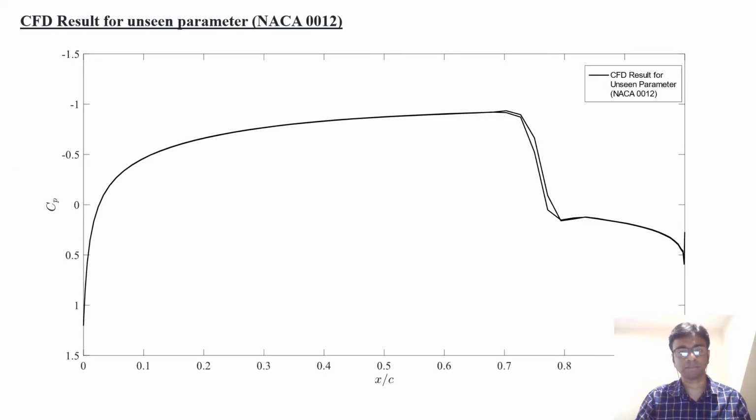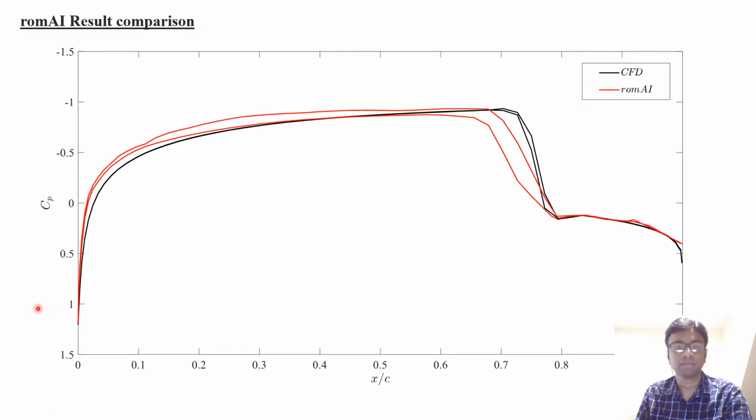This is the CFD result for an unseen parameter of NACA 0012, which I'm trying to predict. This is the result comparison between the Roam AI prediction and CFD results. As you can see, there is a slight difference in Roam AI prediction and the CFD results. The main reason behind this is being in a transonic regime, which is very hard to make a prediction of, but the Roam AI did a pretty good job in doing the prediction here, and it is pretty much possible to use different data sets or more training samples to close down this gap.